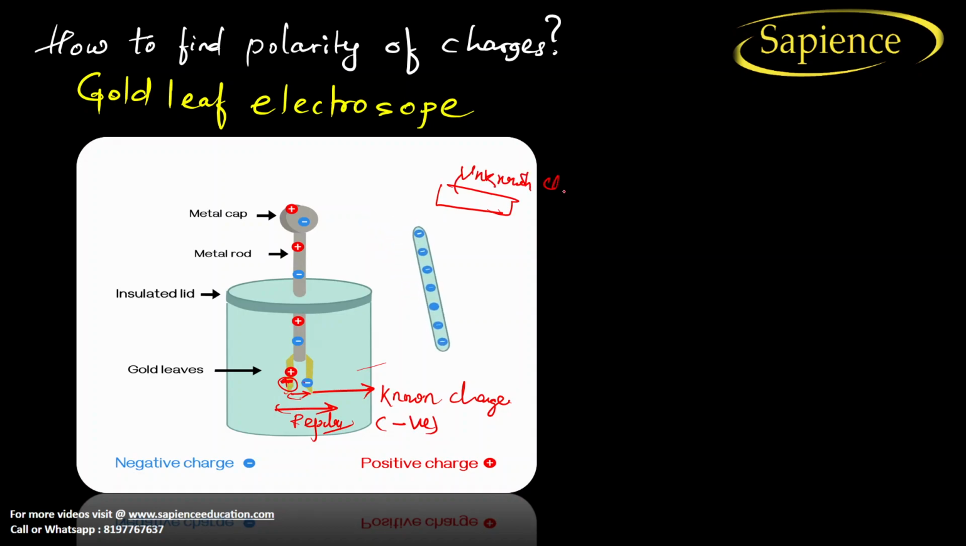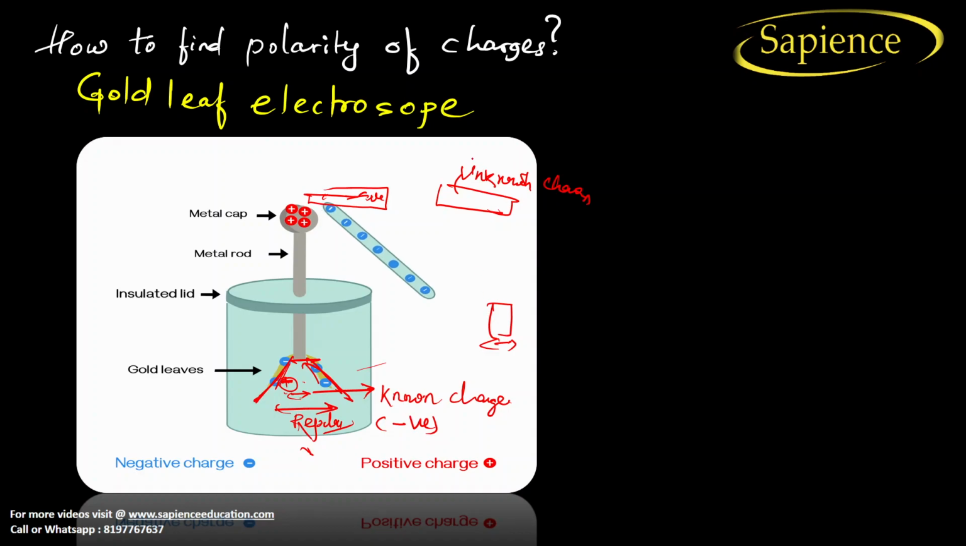if there is an unknown charge, and you touch this unknown charge, so what will happen? If extra repulsion happens, it means that there is a negative charge. Why? Because it is already negative here, and if you put extra negative, there will be more repulsion. But if there is an attraction, see here, earlier it had a negative charge. Due to this, there is a divergence, and when you put an unknown charge and there is an attraction between the gold leaf, it means that it is definitely a positive charge. So in this way we can find the polarity of any charge.